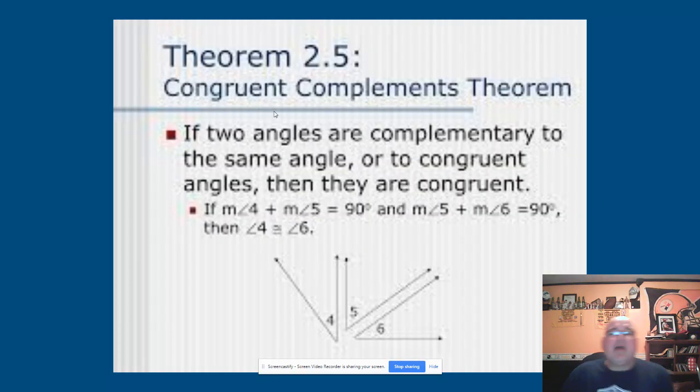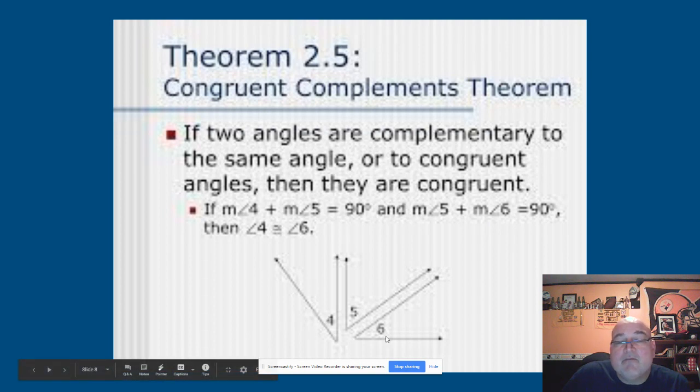Same thing applies with complements. If two angles are complementary to the same angle or to congruent angles, then they are congruent. So 4 and 5 both add up. If the measure of 4 plus the measure of 5 equals 90, making them complementary, and the measure of 5 plus the measure of 6 equals 90, making them complementary, then 4 is congruent to 6.